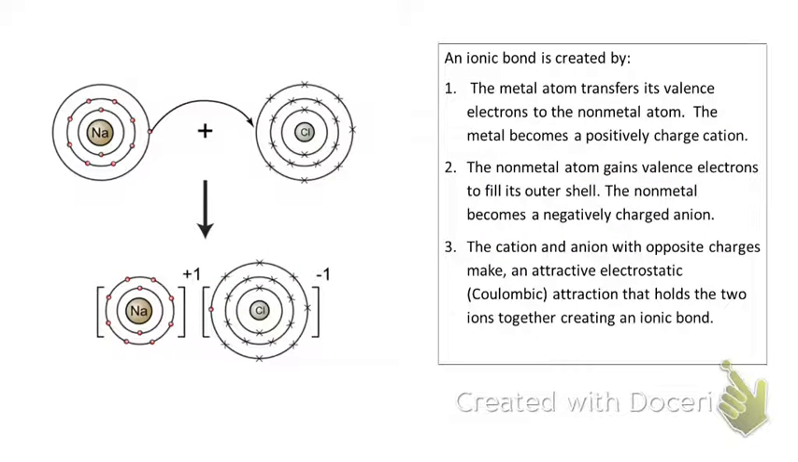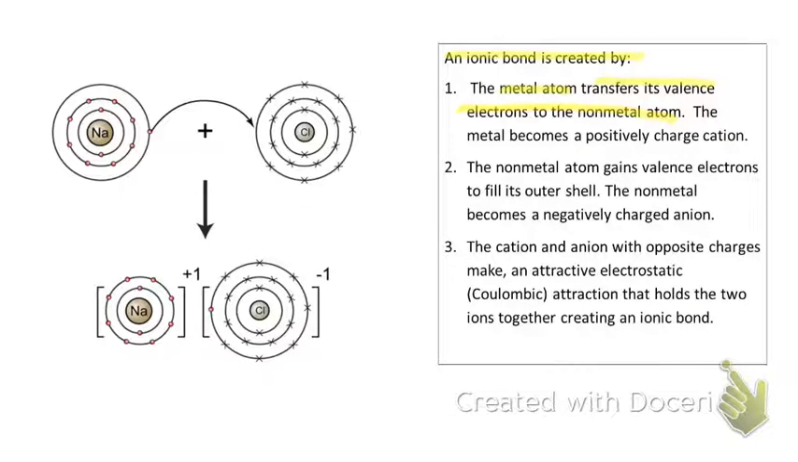Alright, so here's our example of sodium and chlorine forming an ionic bond, so that we can get into a little bit more detail here. So first of all, let's highlight a couple of important points. How is an ionic bond created? First of all, we have to have a metal atom. And those metal atoms are going to transfer their valence electrons to the nonmetal.